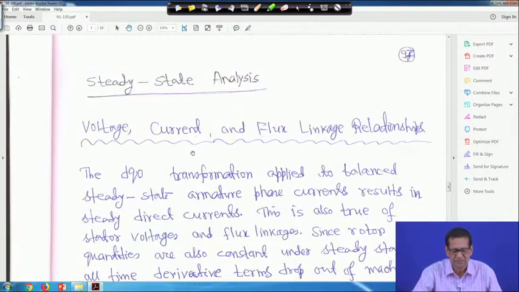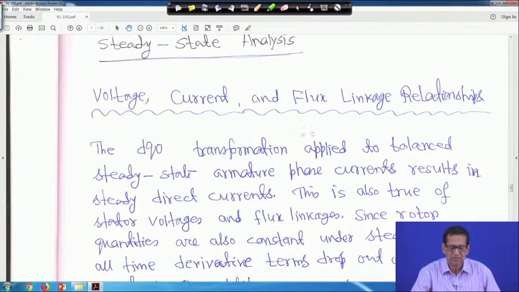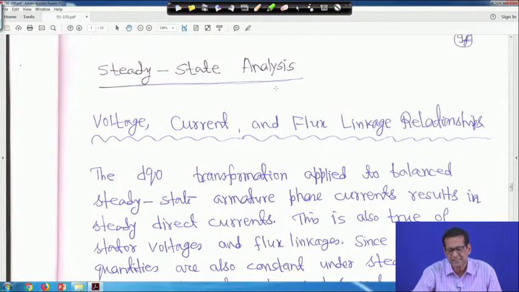From here we will start the steady state analysis. Now, voltage, current and flux linkage relationship. Now we will come to the steady state analysis, and after that we will go to the dynamic analysis. A little bit of study is required for steady state analysis, right. So, voltage, current and flux linkage relationship.